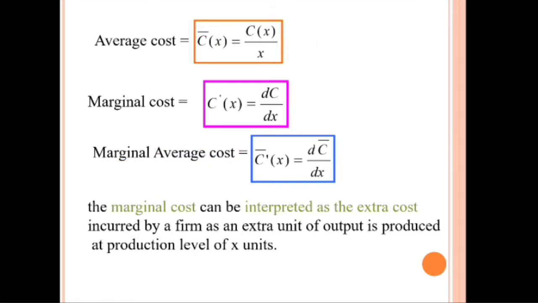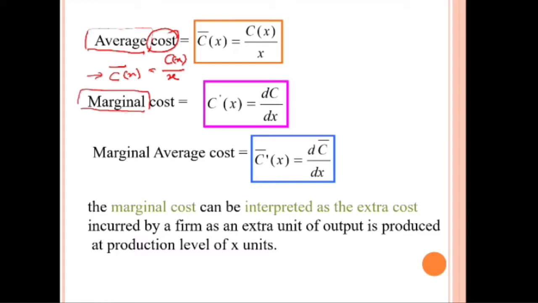Okay, just a recap. The most important thing to remember is that when you see the word average, it means the bar. And the function that we should look at is the cost function, so it's the cost function that we write a bar on top of. If it's a bar, that means we have to divide by x, the number of units we're producing. Since the function here is the cost function, we divide that cost function by the number of units.